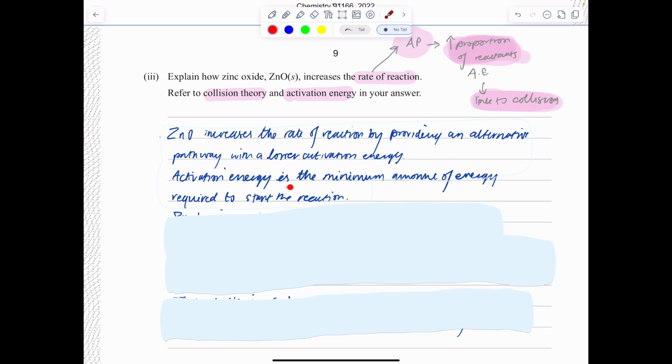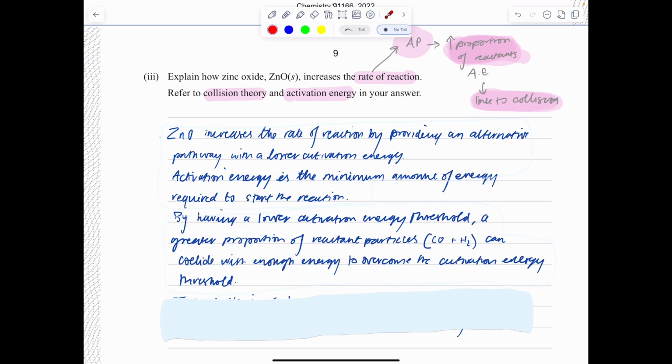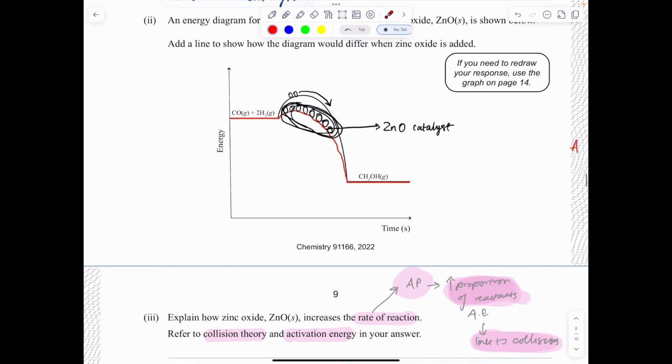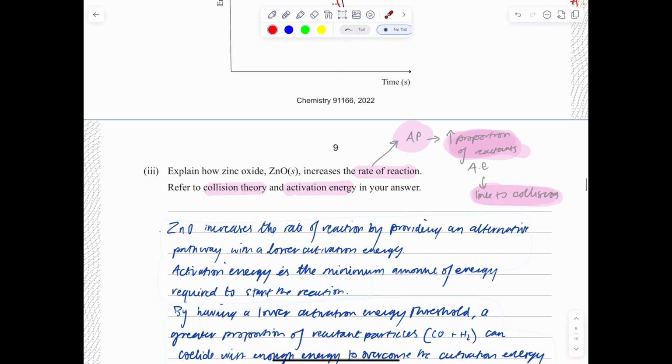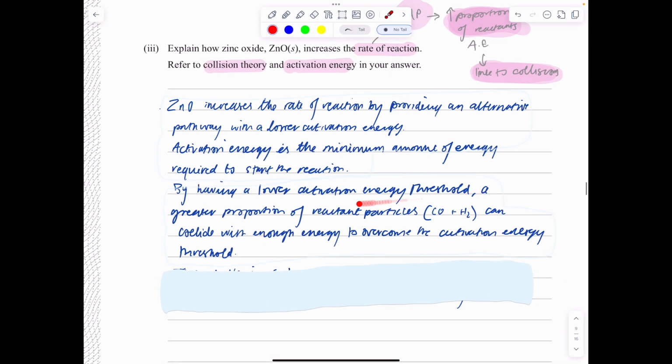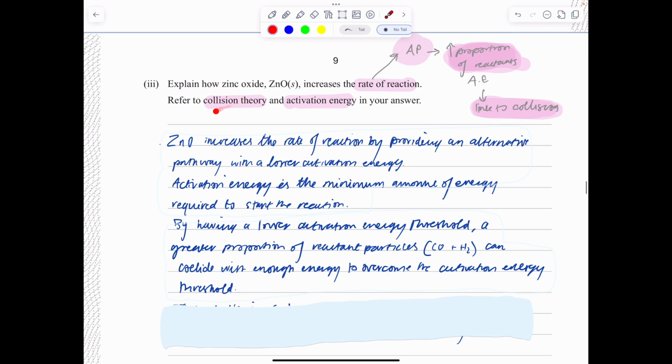Activation energy is the minimum amount of energy required to start the reaction. By having a lower activation energy threshold, as you can see over here by the red line, a greater proportion of reactant particles, I'm specific, can collide with enough energy to overcome the activation energy threshold. So I've referred back to collisions, okay?